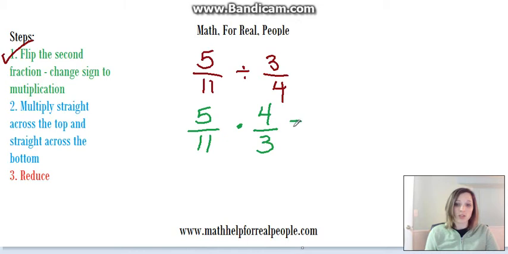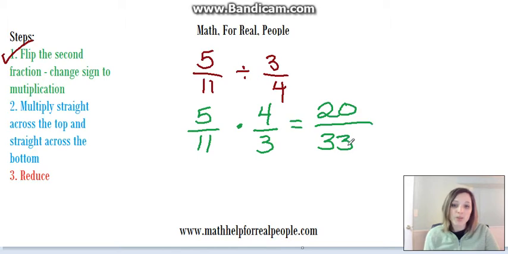Step 2, multiply straight across the top. You get 20. 5 times 4 gives you 20. Straight across the bottom. 3 times 11 gives you 33. Can you reduce this? Can the top and bottom be divided by the same thing? Well, 33, the only things that come out of that are a 3 and an 11, and 20 cannot be divided by either of those.